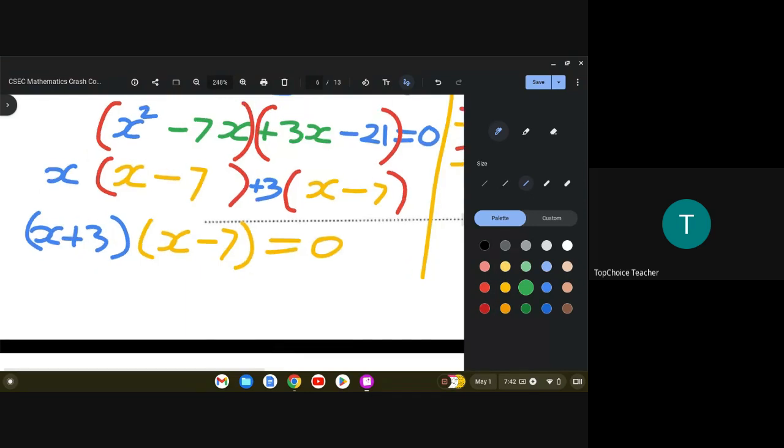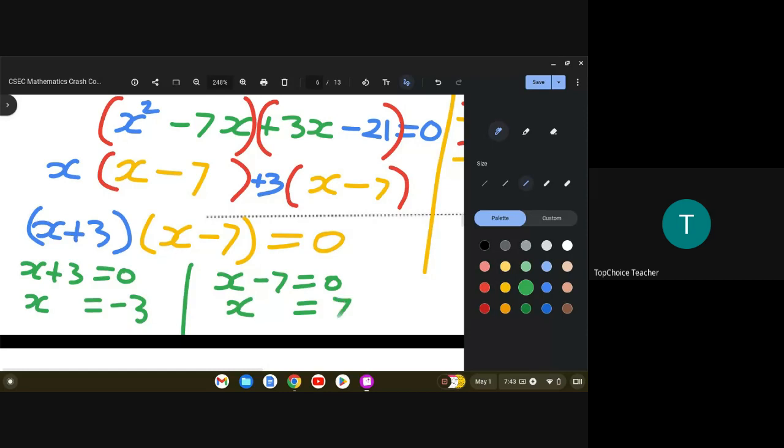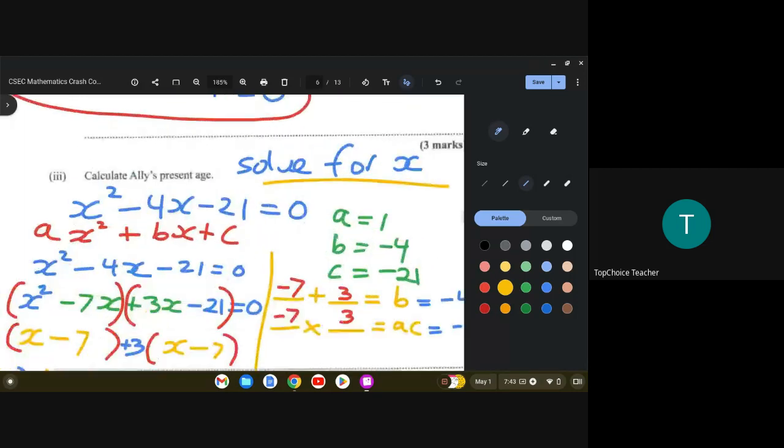Look at it. You put x plus 3 equal to 0, and you say x is equal to negative 3. And the other one, x minus 7 equals 0, so x will be equal to what? 7. But we get 2 different values of x. So did we do something wrong? Or is this expected for a quadratic equation? It is expected. But how could Ali have 2 ages?